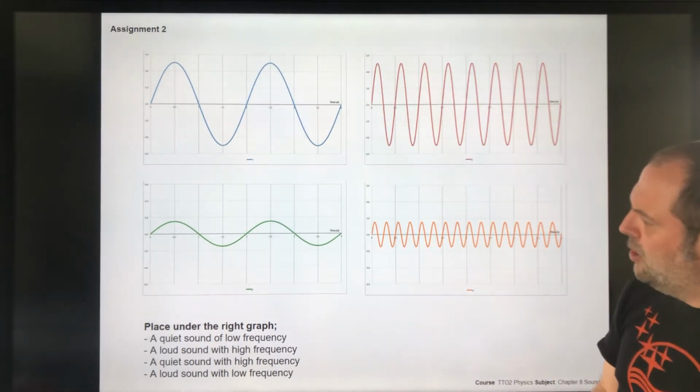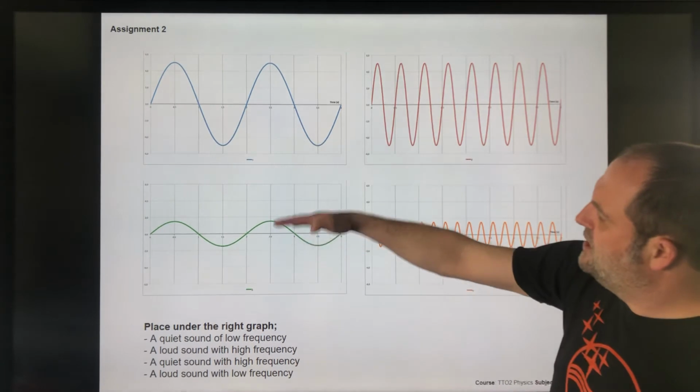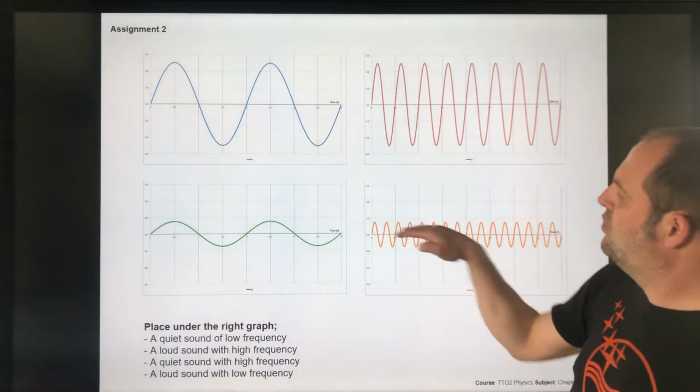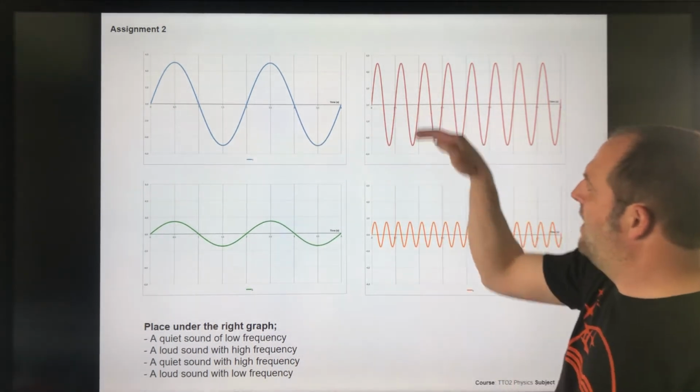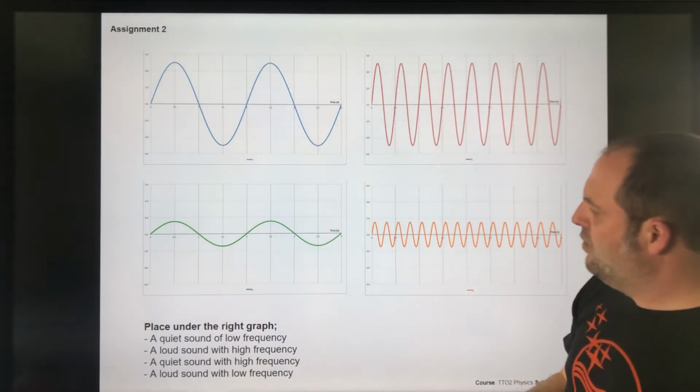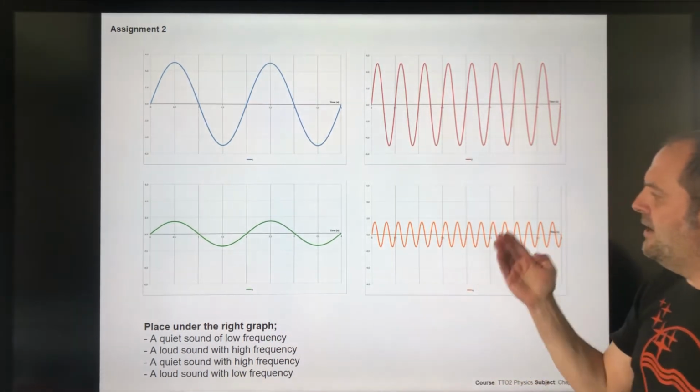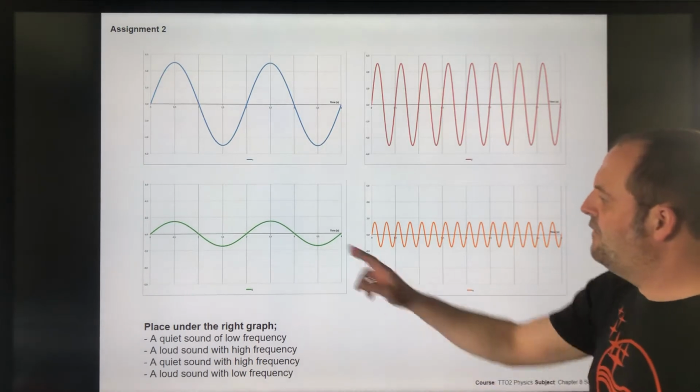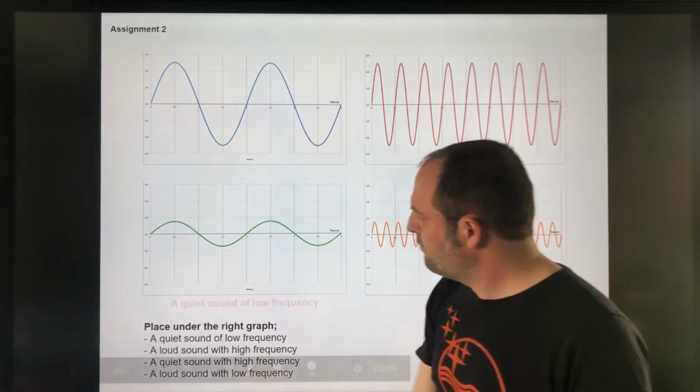Let's take a look which wave is a quiet wave. So you see that the amplitude on both of those graphs is not that high if you compare it to those two. So it should be one of those. Low frequency, well, over here you see there were a lot of waves per second, so this is a high frequency if you compare it to that one.